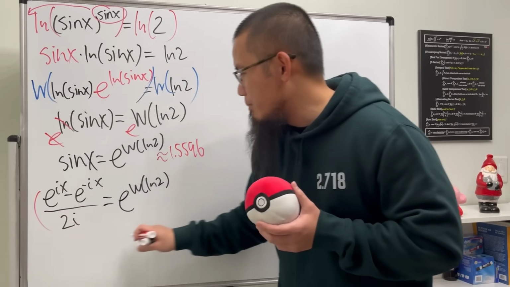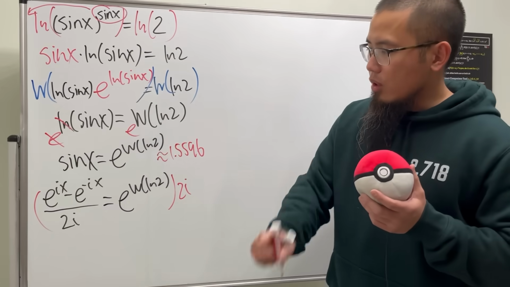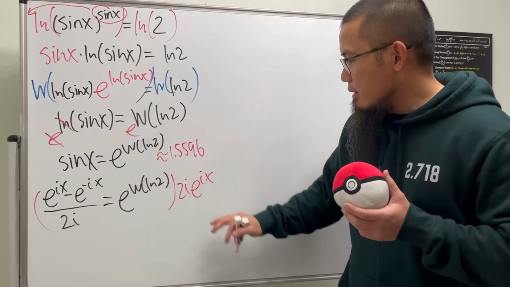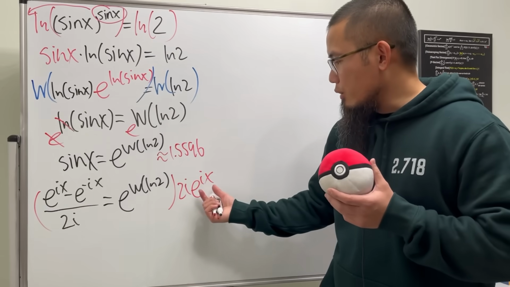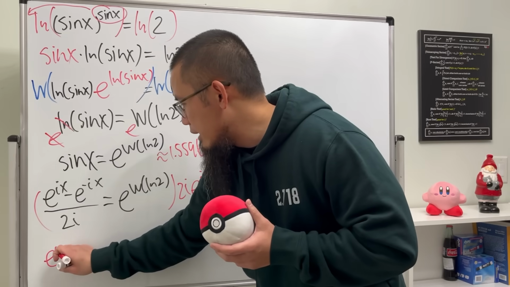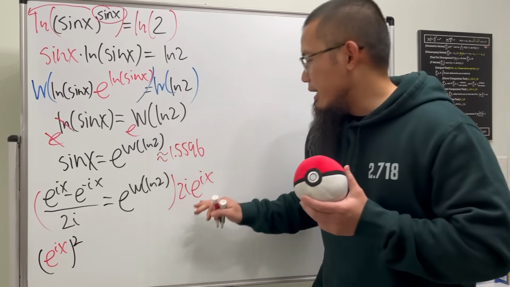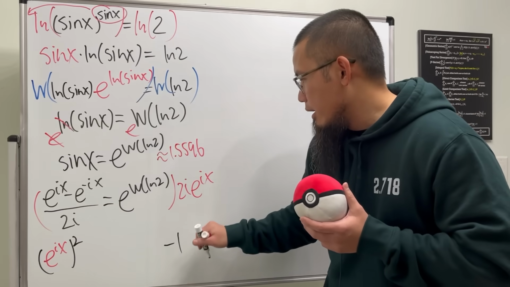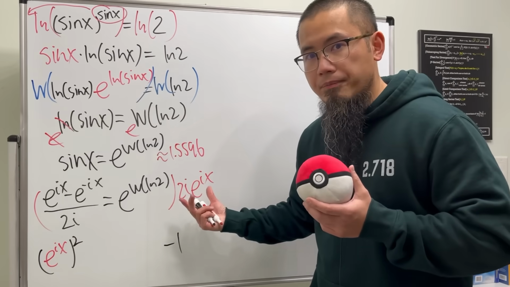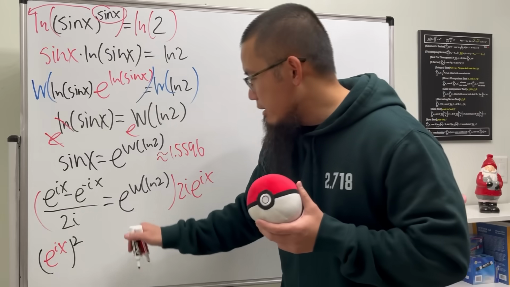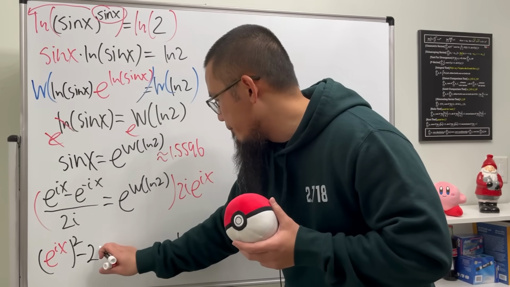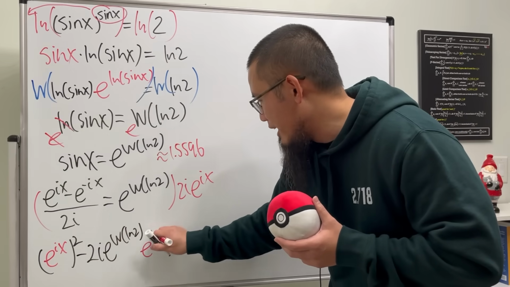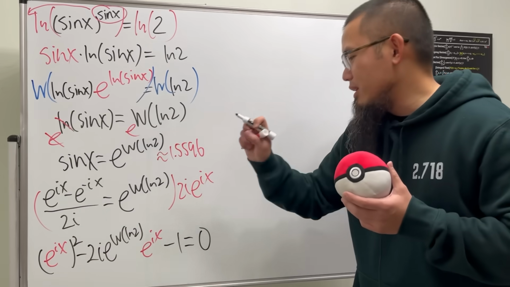Next, let's multiply everybody by 2i and also e to the ix, because that way we can get rid of that. Okay, take this, multiply by that, the 2i cancel, so take this, multiply by that, we will have e to the ix square, and then take this, multiply by that, it's just minus 1, but let me put it down right here. And when we do this times that, well, it's on the right hand side, let's put that to the left hand side. So we'll get minus, and then we have 2i, and also this, which is e to the W of ln2, and then we have the e to the ix. And of course, now this is just going to be equal to 0.